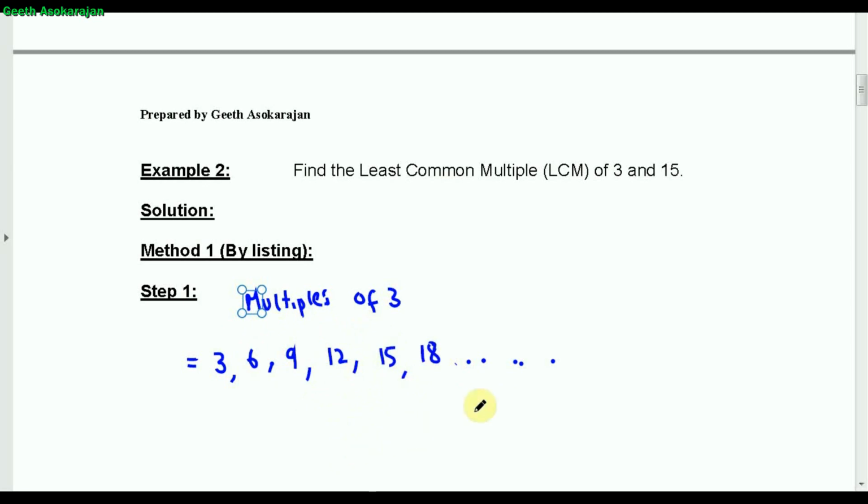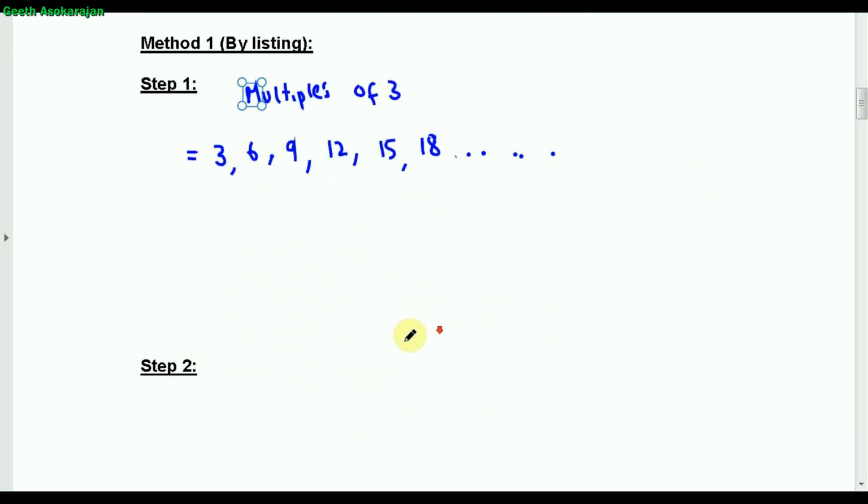And in the second step, do the same with 15. So write down the multiples of 15. So in step number 2, multiples of 15. So if you're not aware of the 15 times table, again you could add 15 each and every time. So 15 plus 15, 30, 30 plus 15, 45, 45 plus 15 is 60, and so on and so on.